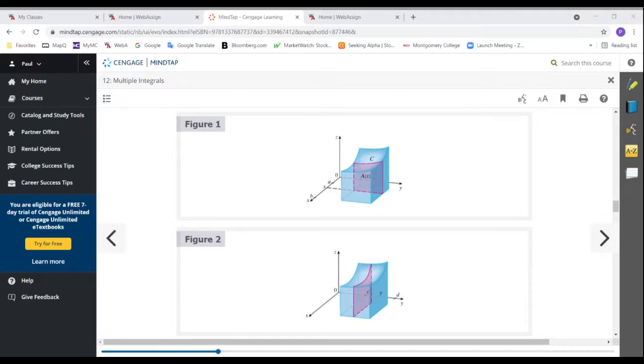Let me just write something down on paper here. But do you agree that in figure 1, as we move on the x-axis, the limits go from a to b? Do you agree that if we pick different values of x from a to b, that cross-sectional area A of x is going to change?